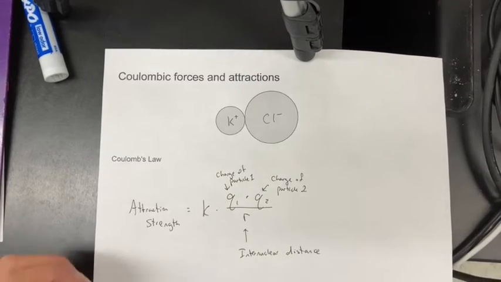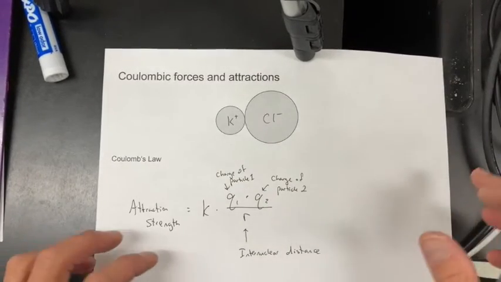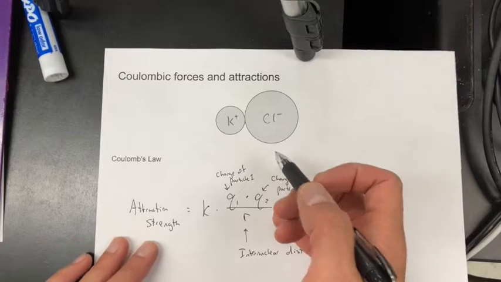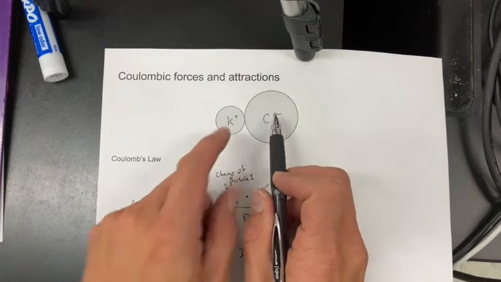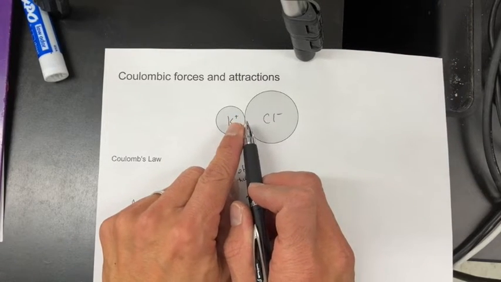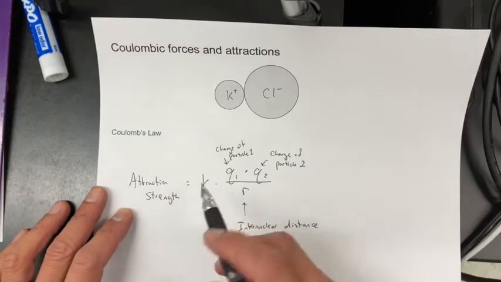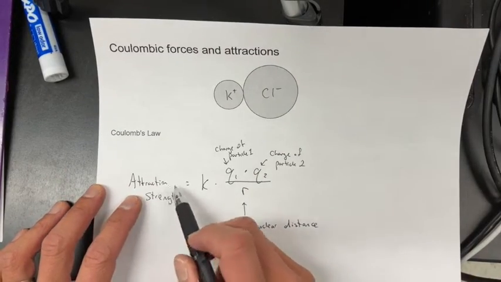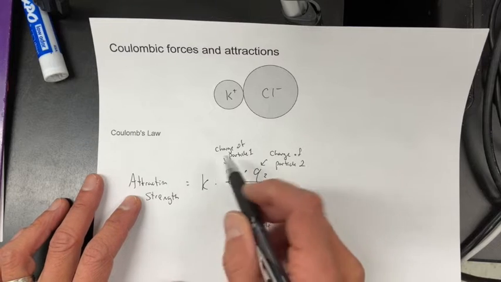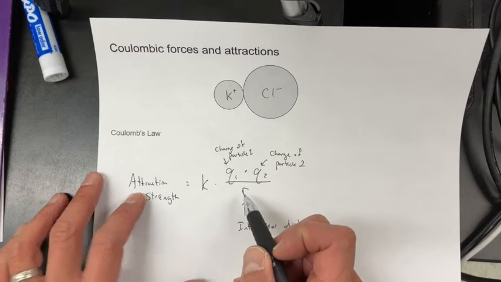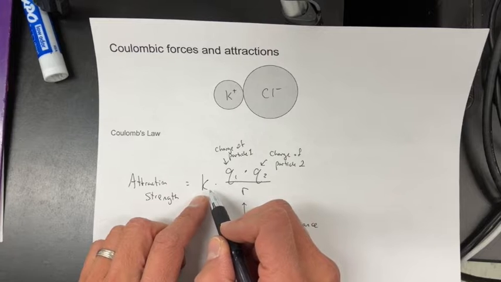Okay, I want to finish up some stuff with Coulomb's law today. So Coulomb's law describes an attraction between things of opposite charges. And the strength of the attraction, I'm just going to call it the attraction strength, is defined by this equation here. K is a constant.